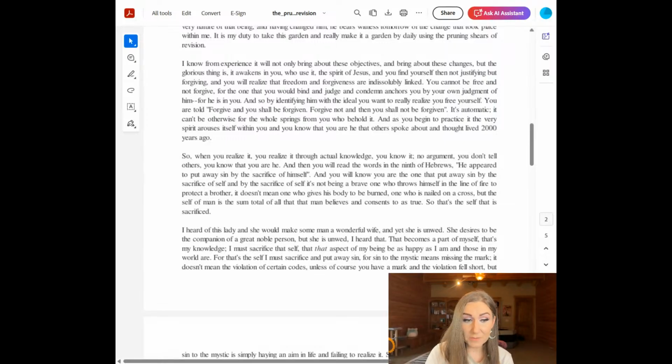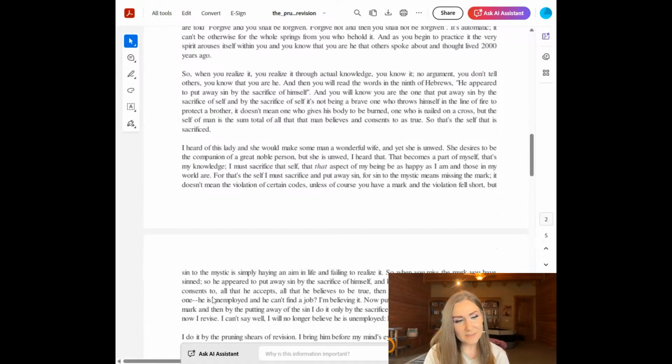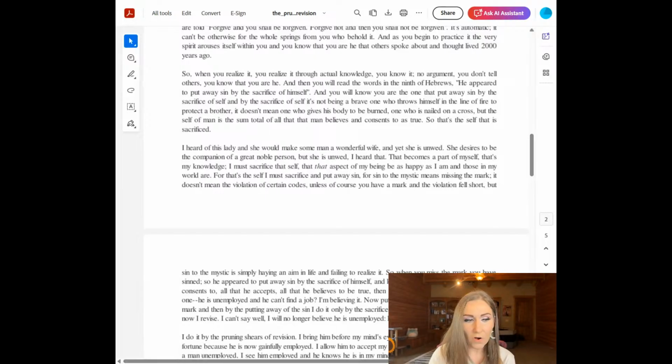For sin, to the mystic, means missing the mark. It doesn't mean the violation of certain codes, unless, of course, you have a mark and the violation fell short. But sin to the mystic is simply having an aim in life and failing to realize it. So when you miss the mark, you have sinned. So he appeared to put away sin by the sacrifice of himself. And knowing that himself is only all that he consents to, all that he accepts, all that he believes to be true, then what am I believing concerning that one?